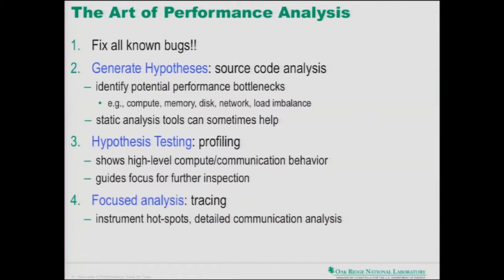To restate what Scott already said, the first thing to do in performance analysis is get rid of all your bugs. David will tell you how to do that later. If you start with bugs, your performance results are useless. Then look at your source code, understand what it's doing, and generate hypotheses about what could be potential performance bottlenecks. Look at the compute, memory, disk, network, all this kind of stuff. Here static analysis tools can sometimes help. Then you go into hypothesis testing mode: apply a profiler and see if your ideas of where the bottlenecks are match what the tool is telling you. The interesting cases are often when it doesn't match what you expected, but it guides your focus for further inspection.